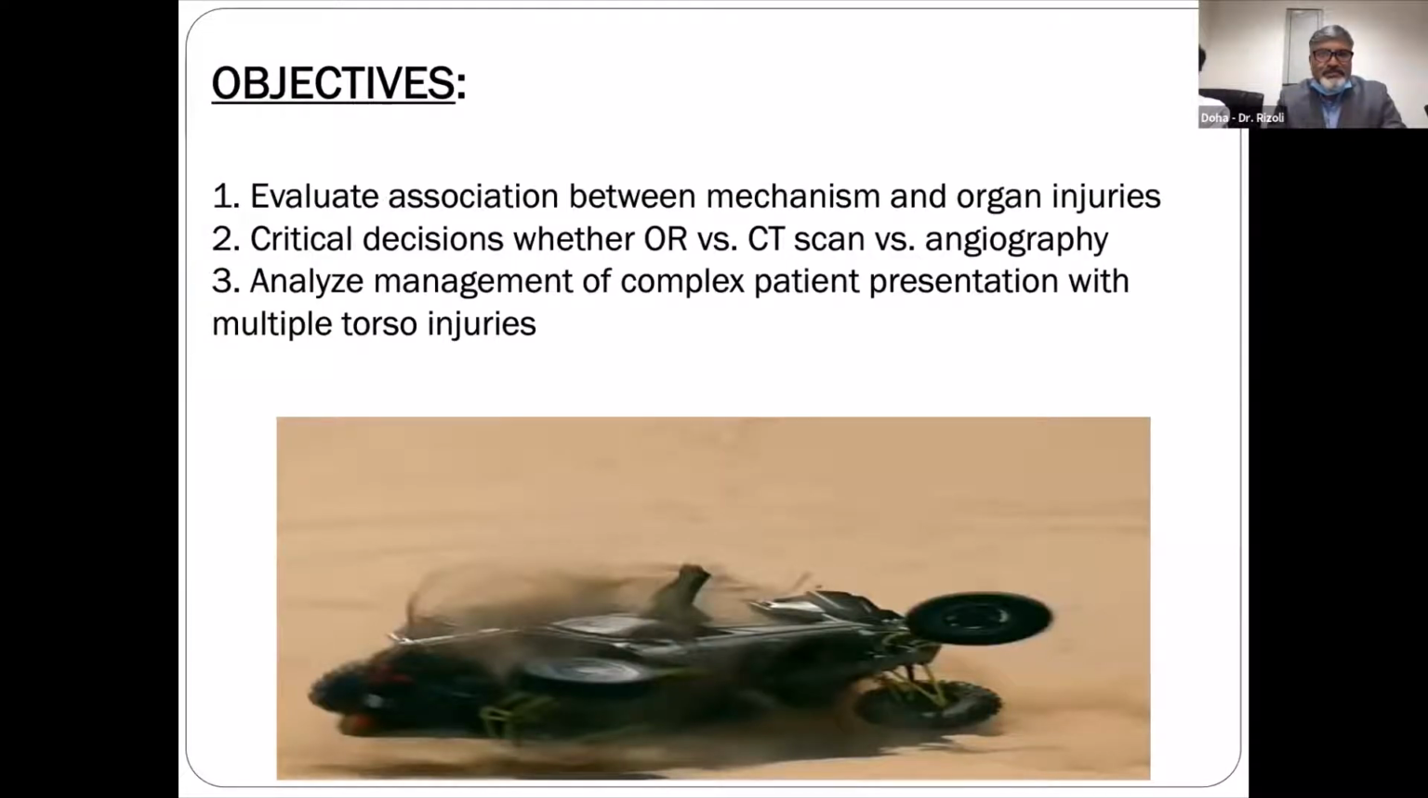The objectives of the presentation are to evaluate the association between the mechanism of the injury and the organs which are injured, and critical decisions about the patient management, whether to do CT scans or take the patient to OR or angiography, and to analyze the management of the complex patient presentation with a patient who has multiple dorsal injuries.